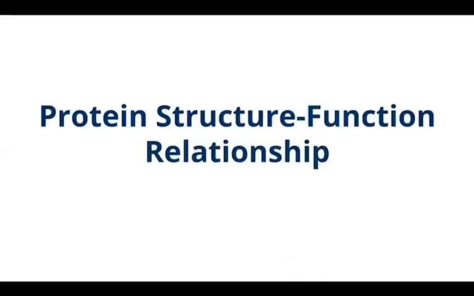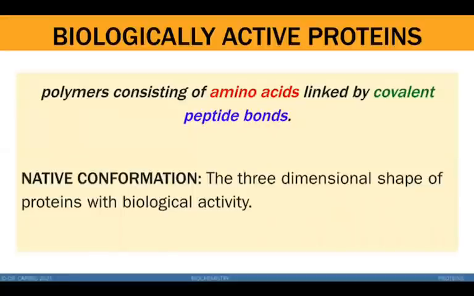I've been emphasizing in the previous lecture the importance of structure because it tells you a lot about its function. Knowing the protein structure will tell you the properties of a certain protein, its characteristics, and its tendency to act on a specific function. When we say proteins, proteins consist of polymers of amino acids linked by covalent peptide bonds. From the previous lecture, the covalent peptide bond is also known as the amide bond, and amino acids are known to be the building blocks of proteins.